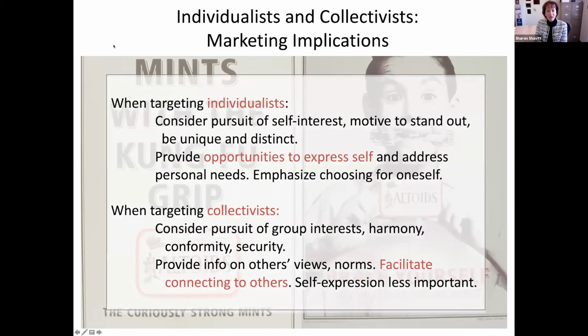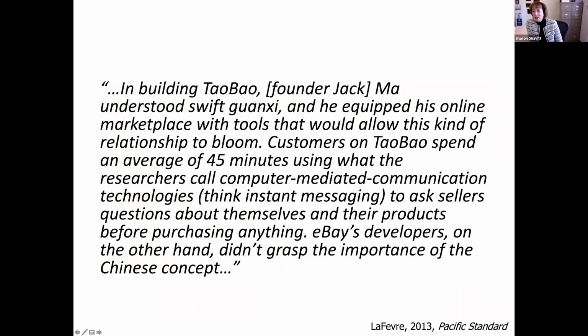So let me go back just to wrap up this thought. So in building Taobao, the idea was that providing consumer to consumer interactivity was absolutely crucial, right? Allowing sellers and buyers to ask each other questions about themselves. eBay's developers missed this critical importance of the Chinese concept of guanxi. And without equipping the site for that, they were not positioned for success.